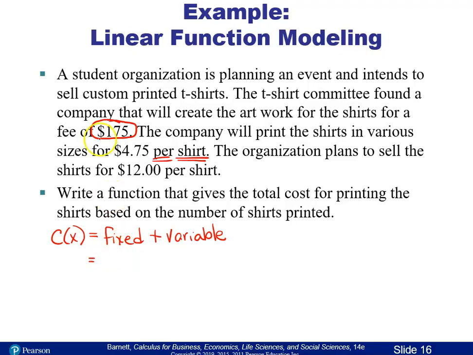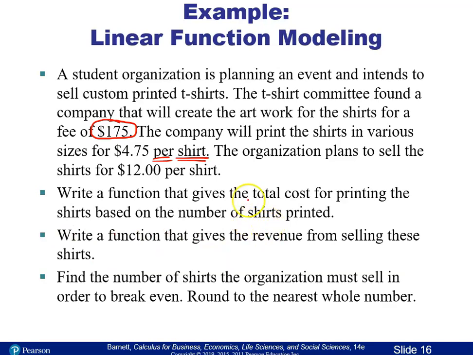Okay, so my fixed cost is the $175, and then the variable cost, the per shirt cost, is 4.75x, because it's not just 4.75. We don't pay that one time. We pay it for every shirt that the company prints for us. So we've got to multiply it by the number of shirts we're going to sell. So this would be the function for the total cost.